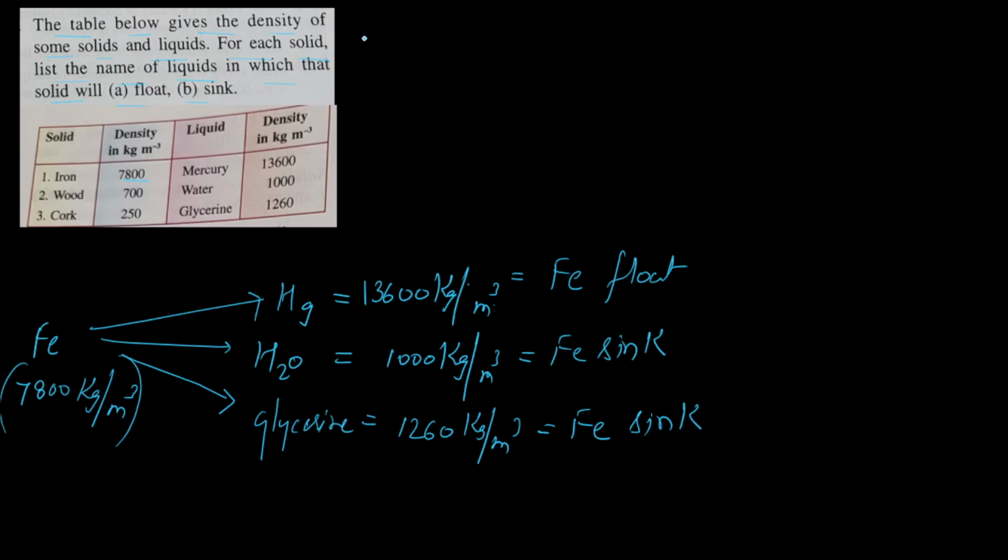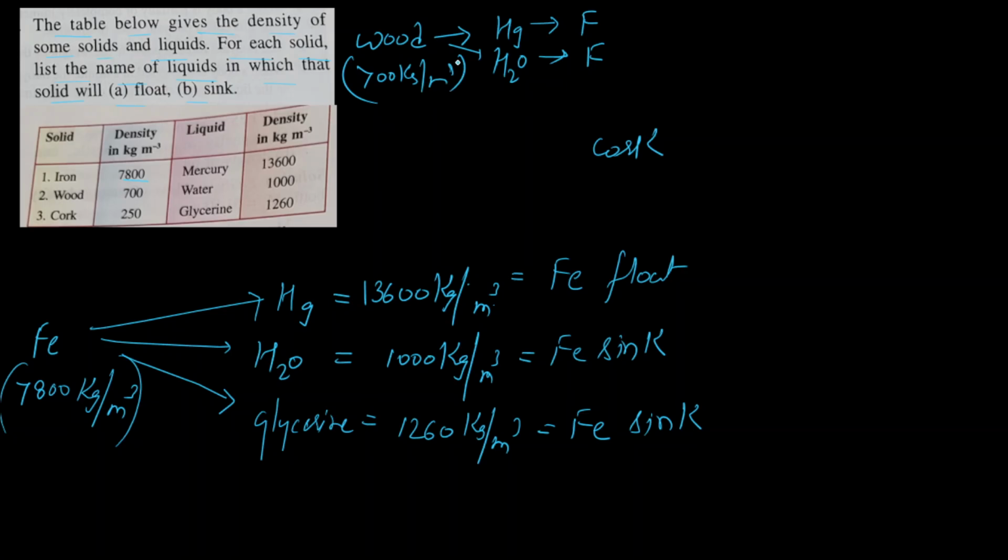The same thing you need to apply for wood and for cork. One by one we will understand. Wood has 700 kg per meter cube. We need to compare with Hg, which has 13,600. So definitely wood will float. In the case of water, the density is 1000 kg per meter cube, and wood is 700 only. So definitely wood is going to float only.